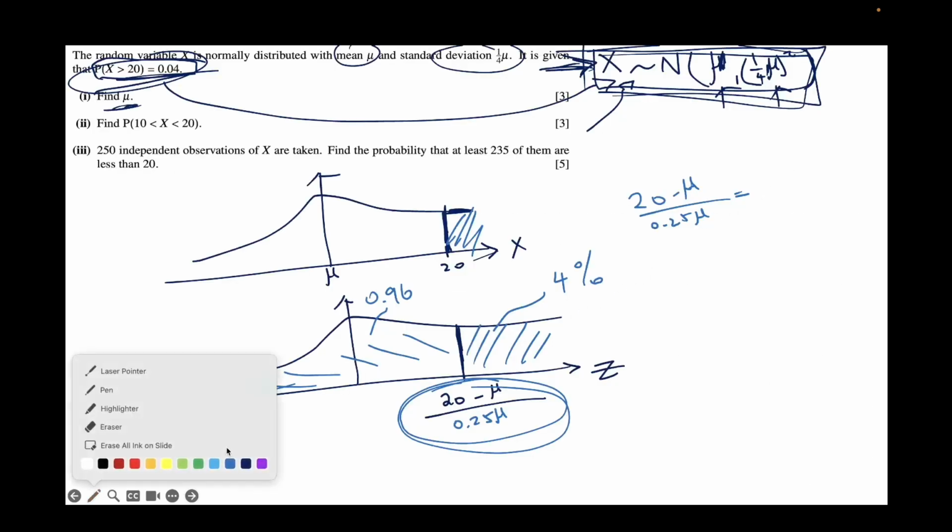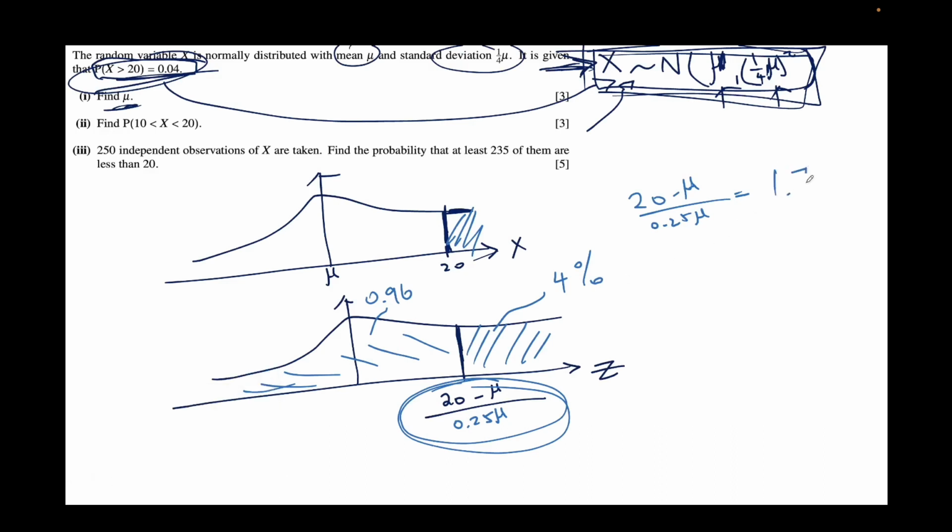1.751. That's how we got 1.751. And then you can see where this is going now. 20 minus mu, this is basic algebra. 1.751 times 0.25. Calculator, 1.751 times 0.25, which is 0.43775 mu.